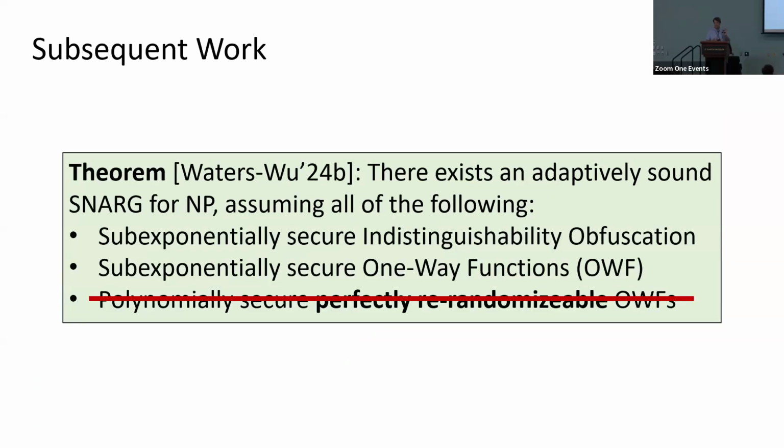As was also briefly mentioned in the last talk, there is some subsequent work that even completely removes this last line and gets things from just sub-exponentially secure obfuscation and one-way functions. So this paper is going to be the lost middle child in this line of work, but hopefully you'll find the talk at least a little interesting.